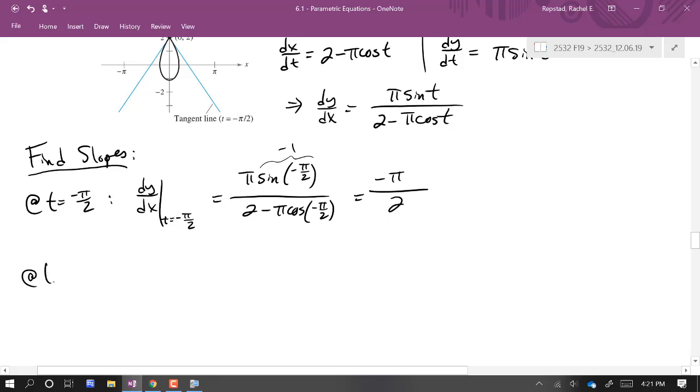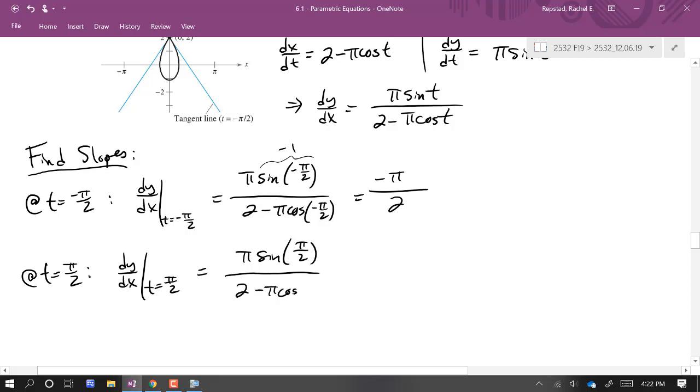And then when t is pi over 2, cosine pi over 2 is still 0. Sine of positive pi over 2 is 1. So we get positive pi over 2.